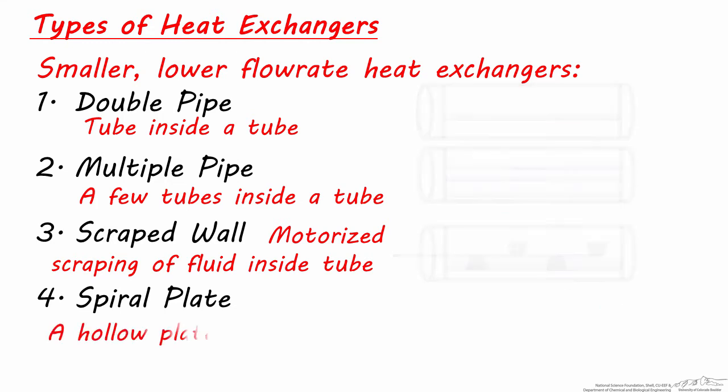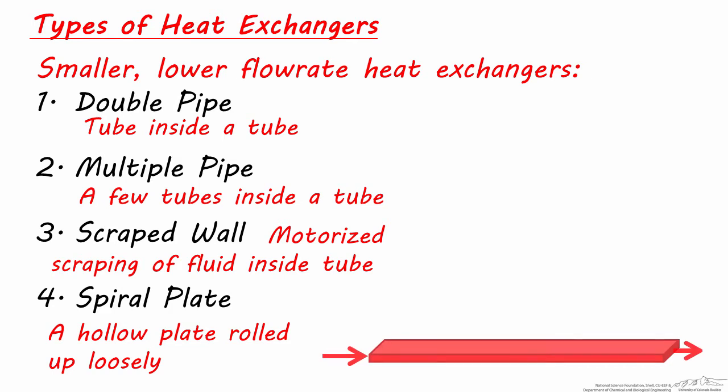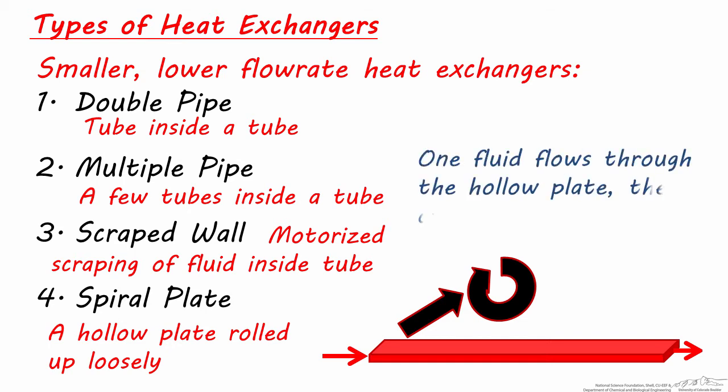Spiral plate heat exchangers are a unique design where a hollow plate, which acts as either a hot or cold channel, is rolled up loosely. Imagine a hollow plate rolled up in a coil such that it's not touching itself. A plate rolled up in this way allows one fluid to flow through the hollow plate and another to flow through the void space which was created by loosely coiling the plate.